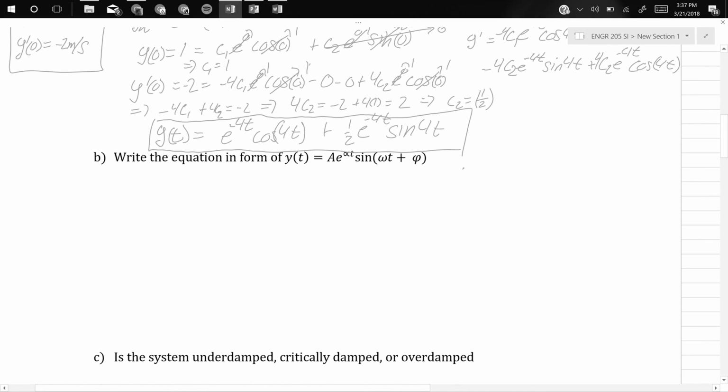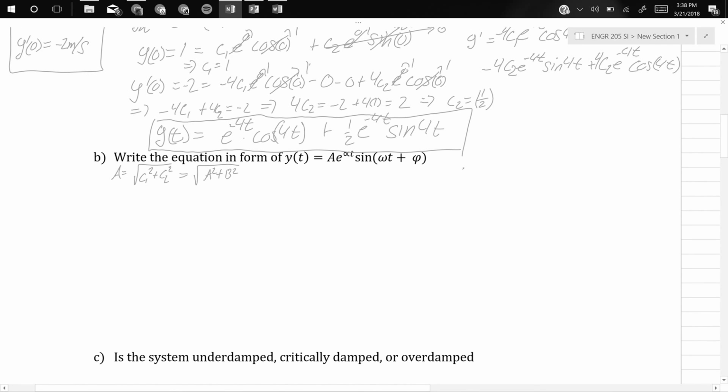So part B is find the equation in the form of y(t) equals A e to the alpha t sine(omega t plus phi). All right, so A is going to be the square root of C1 squared plus C2 squared. And if you happen to have done the Laplace form, it would just equal the square root of a squared plus b squared. So whatever your coefficients out in front of your equation are, I'll use blue.